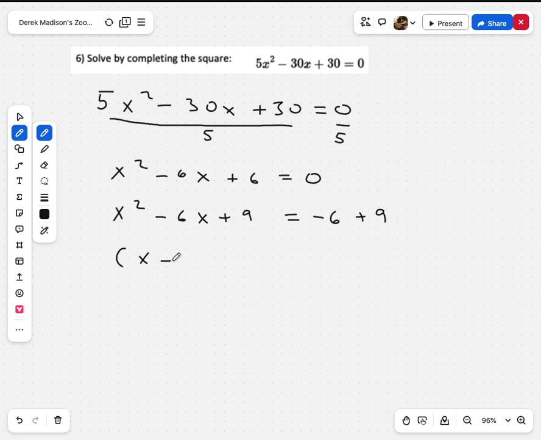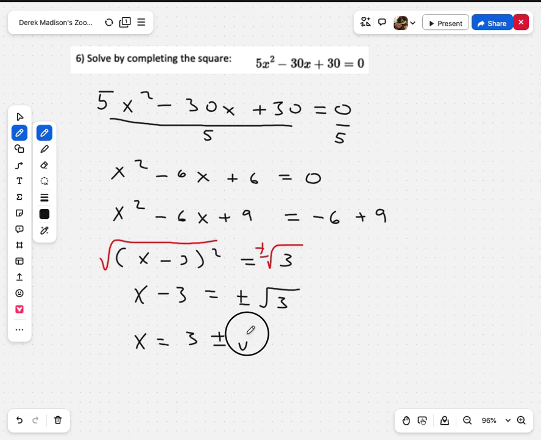Factoring, we have x minus 3 quantity squared, and on this side, negative 6 plus 9 would give us a 3 over there. And we'll take the square root of both sides, plus or minus. X minus 3 equals plus or minus root 3, and adding the 3 over, x equals 3 plus or minus root 3.